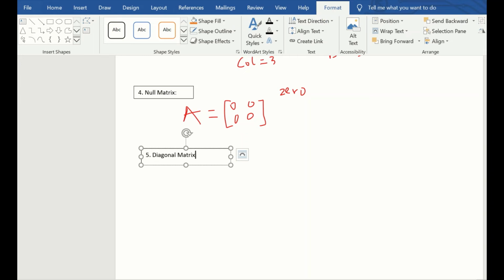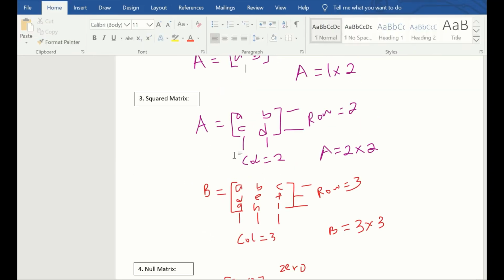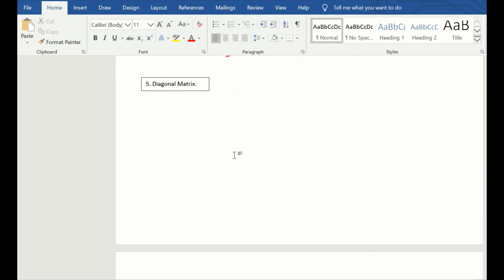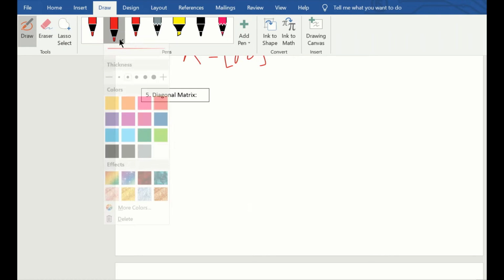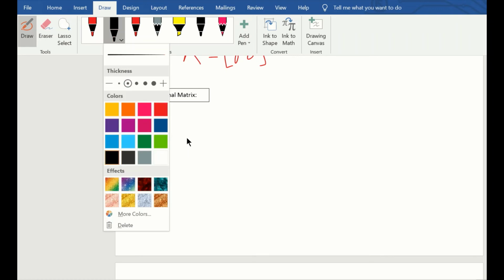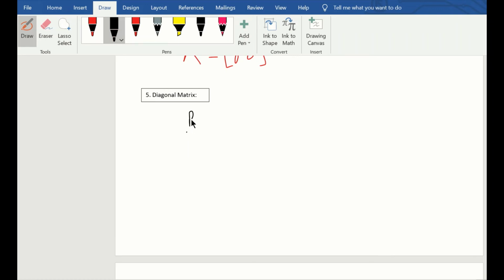Diagonal matrix. Now, before I explain this matrix, I will draw a diagram to explain this. Look at this diagram very closely. For example, let me use matrix B this time. A matrix B having elements as follows.